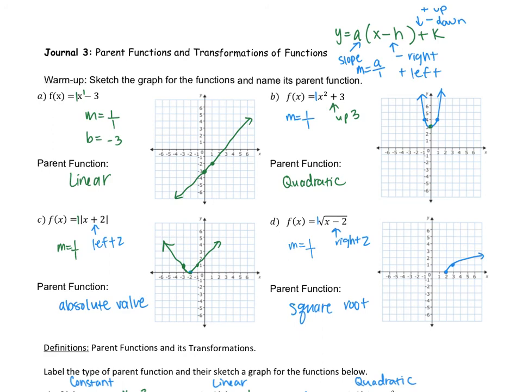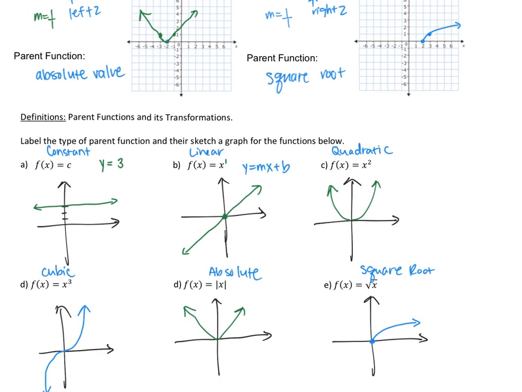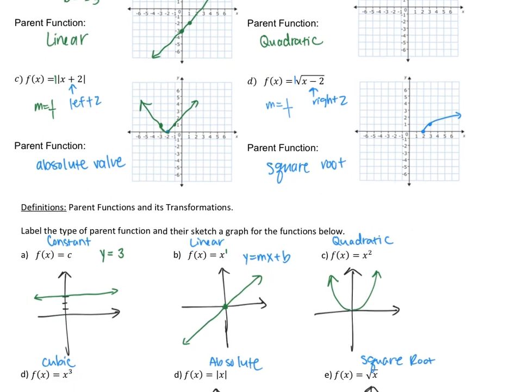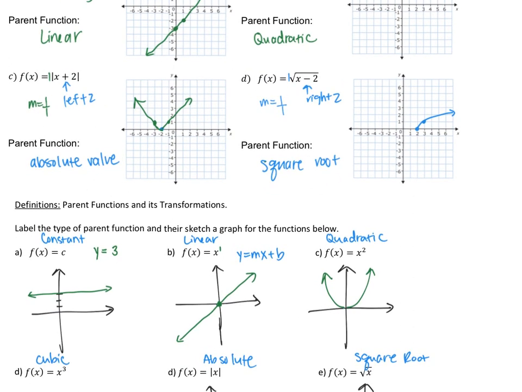Because I know that square root functions, if I look down at its parent function, looks like this right here. Only this one has been shifted right 2. So that's why this has been moved slightly to the right. But it still has that one-sided curve shape.